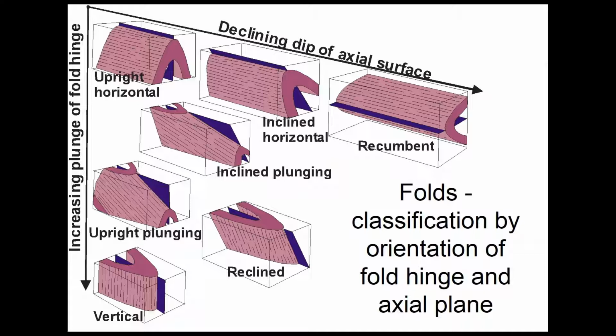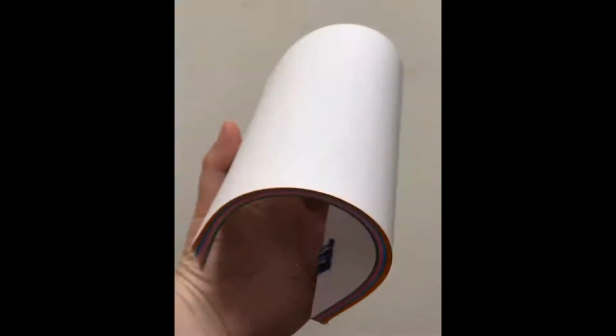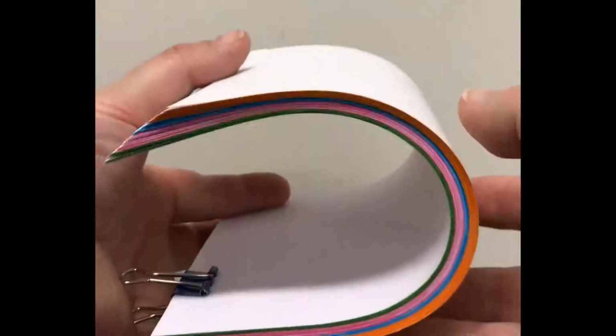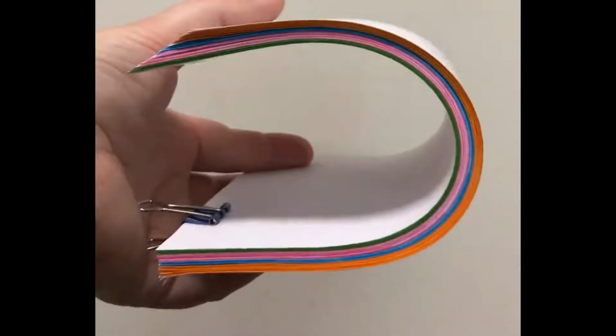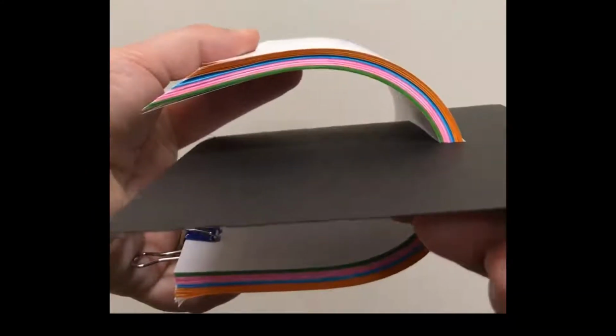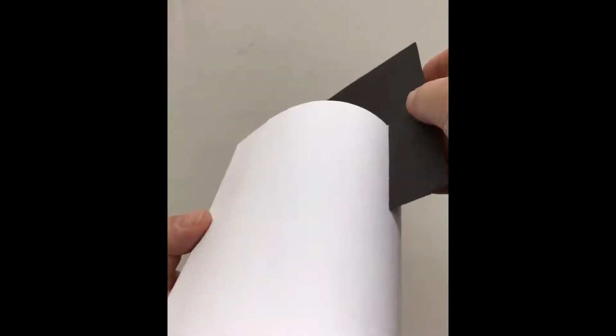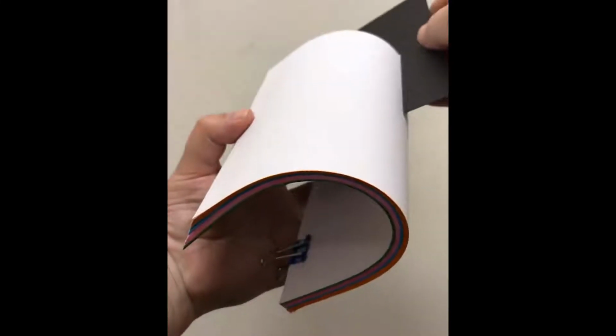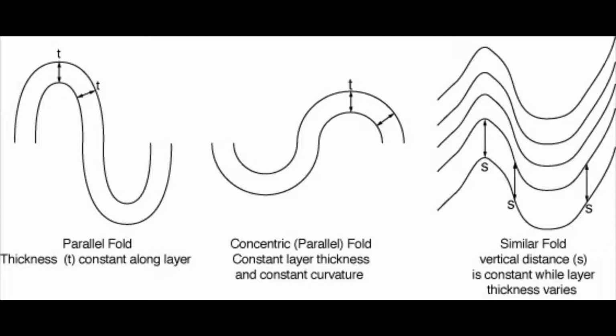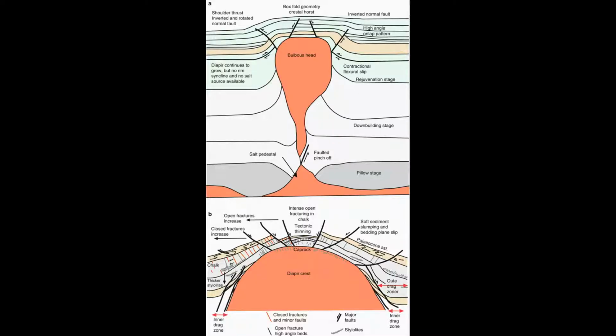Using these definitions, it is possible then to come up with a series of combinations of fold axis and axial plane orientations, like this set. For instance, here is an upright plunging fold, while this one is a recumbent horizontal fold. Folds may also have more than two directions of dip. These cases are often where some other factor is acting, like the interference of faults within the folded succession, or the presence of a diapir or other underlying structure causing dome-shaped folding to occur in overlying layers.